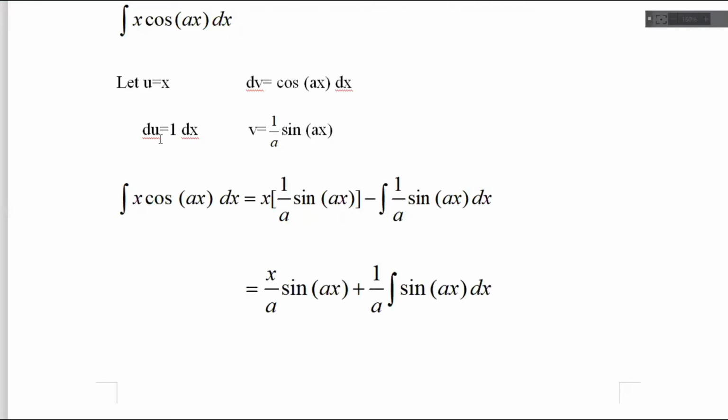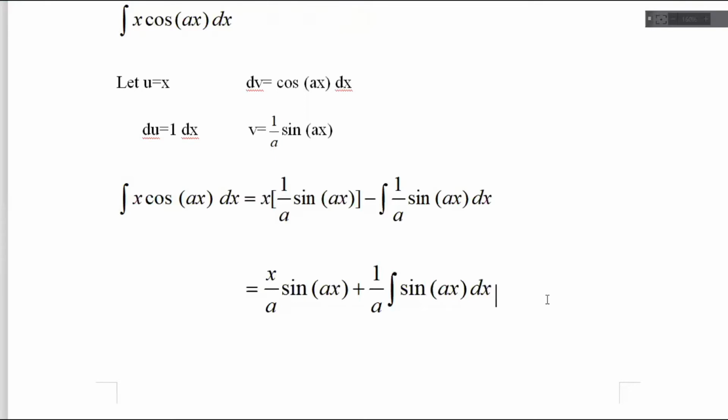So we use the formula integrate u dv equal to uv minus integrate v du. We get integrate x cos ax dx equal to uv, x multiplied by 1 over a sin ax, minus integrate v du, 1 over a sin ax dx. So we simplify it, we get x over a sin ax plus 1 over a integrate sin ax dx.